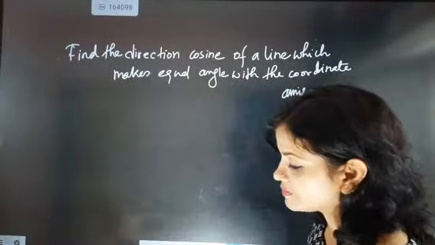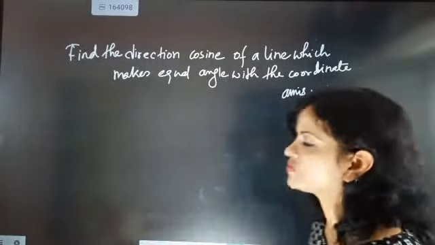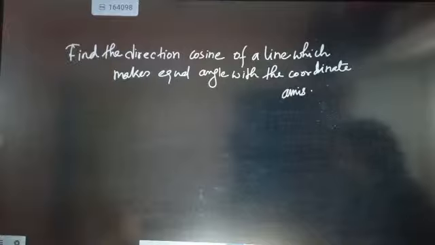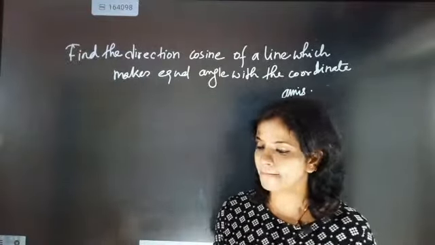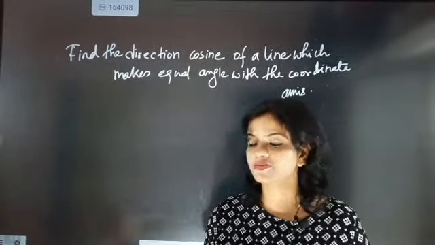Solve this question beta. Try this question out. You will be 100% able to solve this question. Just try this question out. Find the direction cosine of a line which makes equal angle with the coordinate axes. With coordinates it is making equal angle.